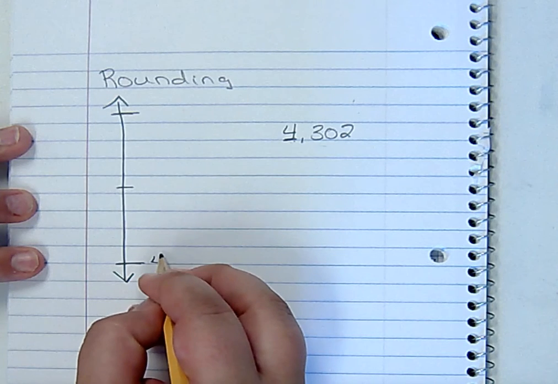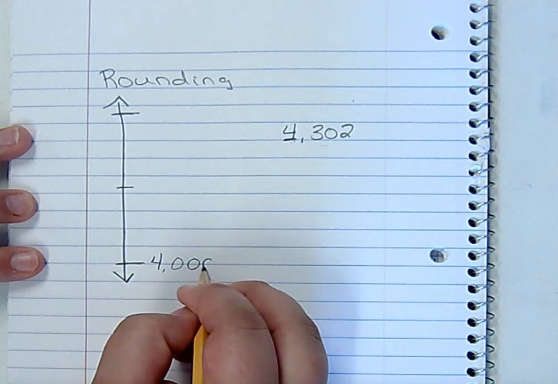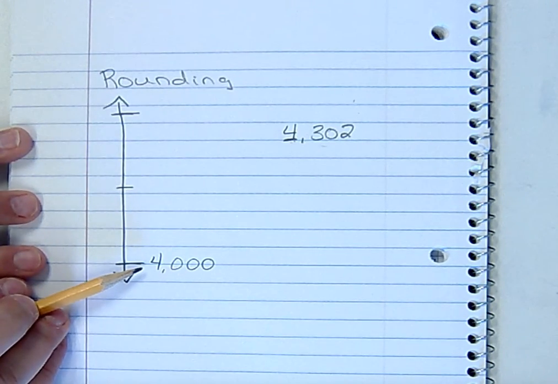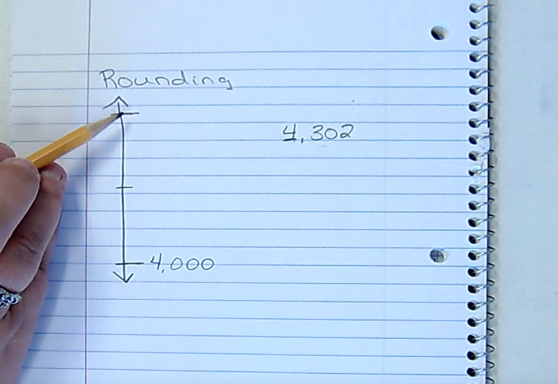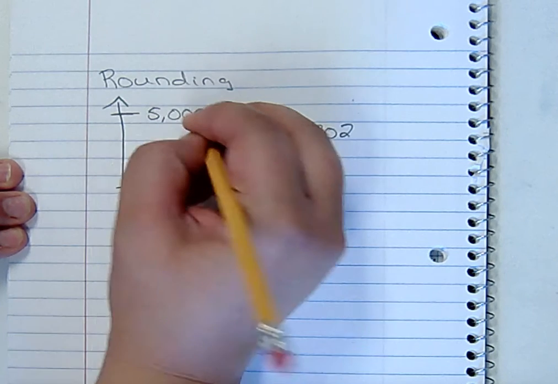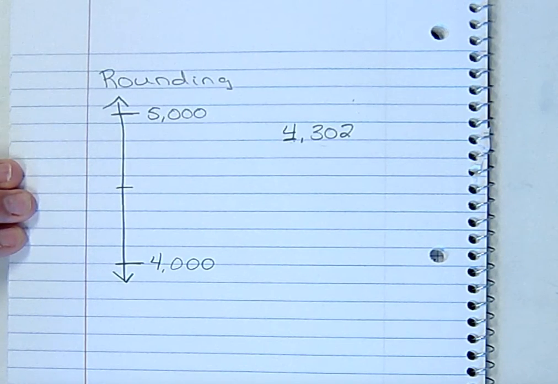So my bottom benchmark number is going to be 4,000. If I round back, my number will be 4,000. My other benchmark number, the one up here, is going to be the next greatest thousand. So I just add one group of 1,000. So the next benchmark number that I would have would be 5,000. If I round up, I would be rounding to 5,000.